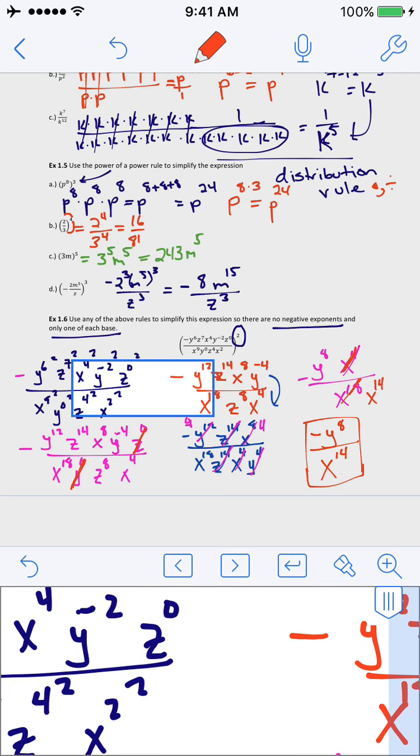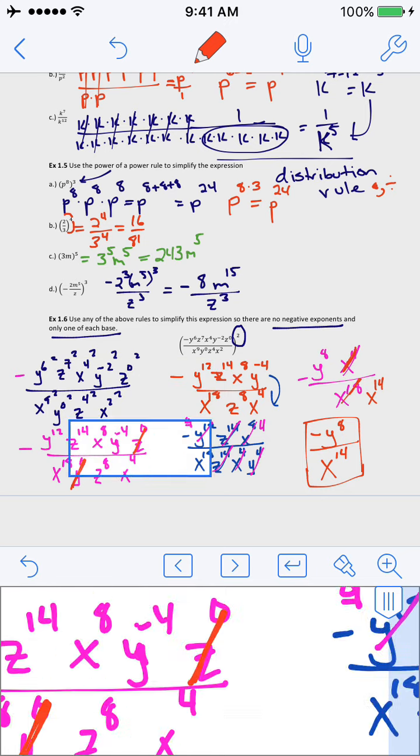All right, that's the discussion of our power rules. We're going to move into scientific notation in just a sec, but please, I encourage you to pause the video and discuss any questions you may have with any of these 6 rules. You will be required to know them.